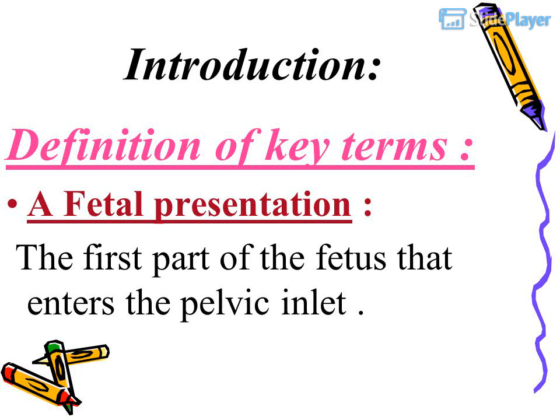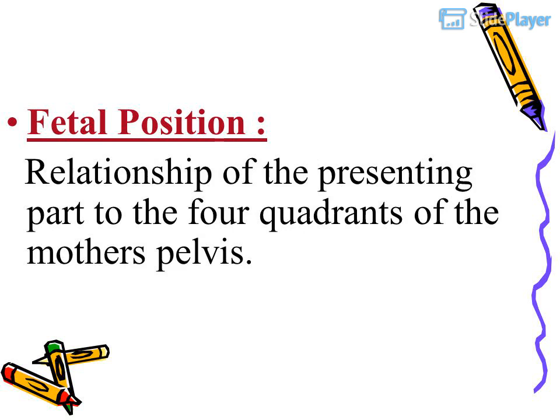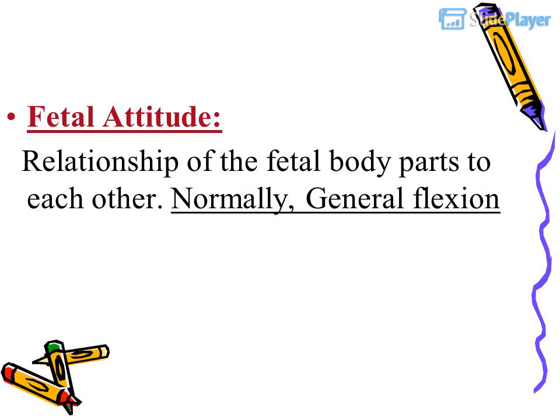Fetal presentation: the first part of the fetus that enters the pelvic inlet. Malpresentation: the situation where the fetus within the uterus is in any position that is not cephalic, head down. Fetal position: the relationship of the presenting part to the four quadrants of the mother's pelvis. Malposition: any cephalic position other than occiput anterior. Fetal attitude: the relationship of the fetal body parts to each other, normally general flexion.